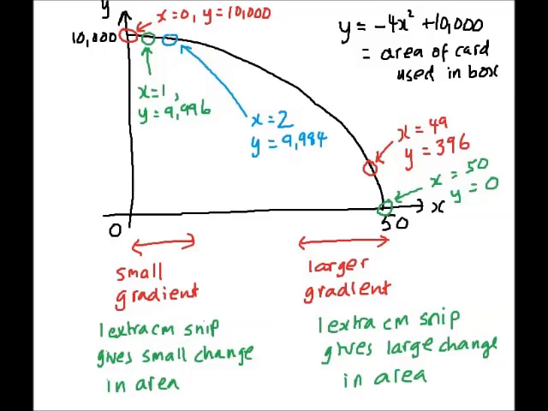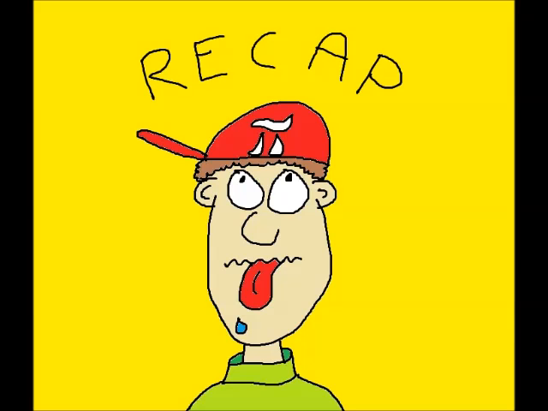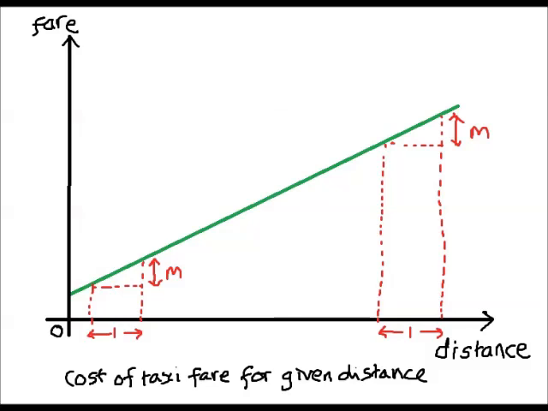So to start off with, each extra centimetre we cut off the corners doesn't make a huge difference to the area of card used. But as we cut off more and more, each extra 1 centimetre we cut out of the corners generates a bigger reduction in the area of card used. It's an accelerating-y thing. Okay, let's recap what we've just talked about in this quadratics video then.